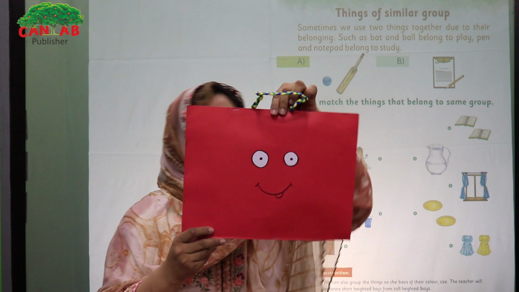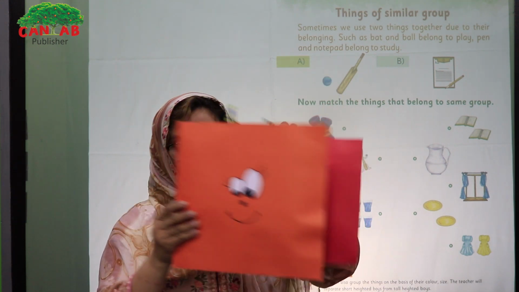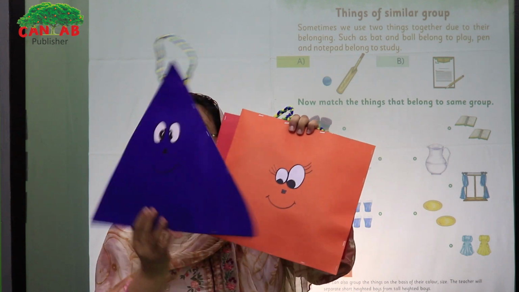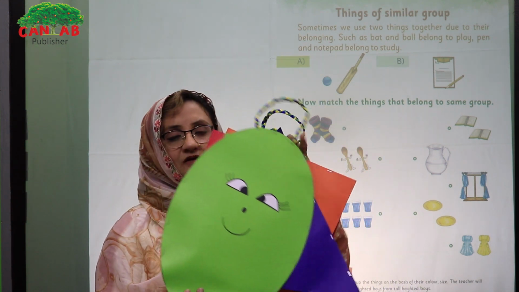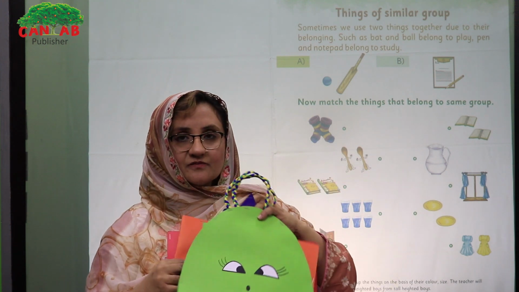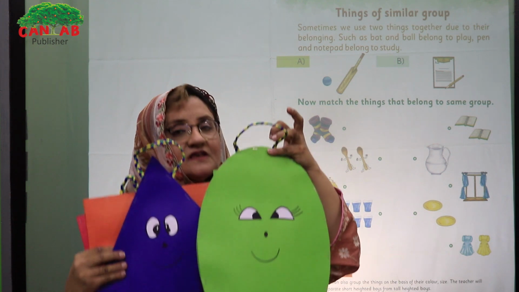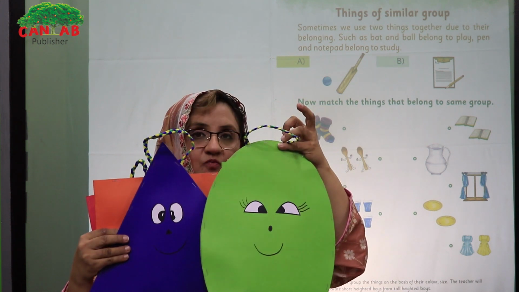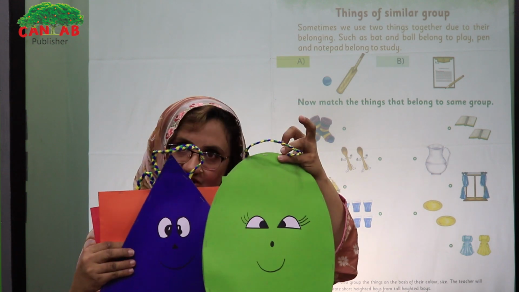Now look at here what I am having in my hand. This is a shape. Which shape? Rectangle, square, triangle, and an oval. What about these four shapes? Are these four shapes making a group? Yes, these four shapes are making a group of shapes.